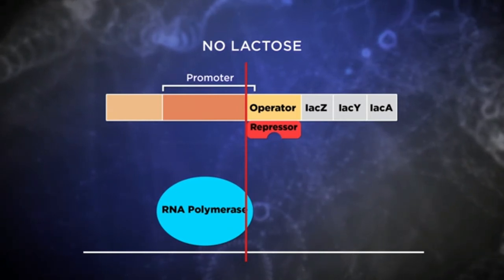Pretty neat, huh? This example illustrates a common theme in the regulation of transcription. The binding of proteins to specific DNA sequences can increase or decrease transcription from a promoter.